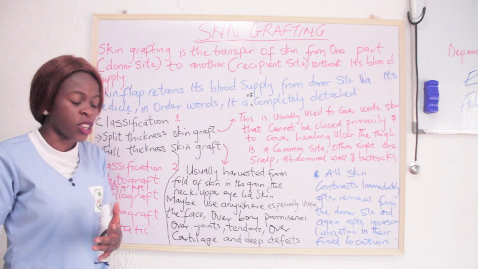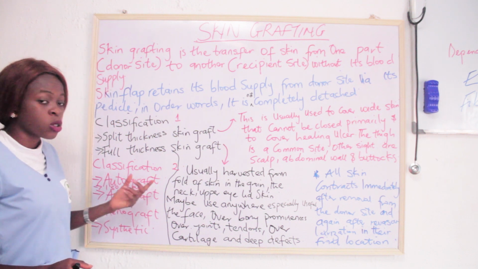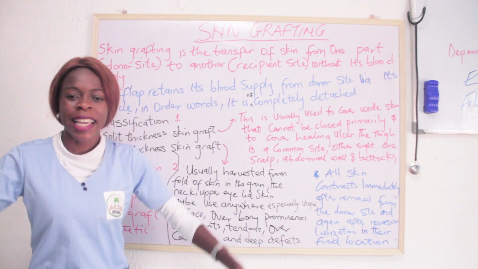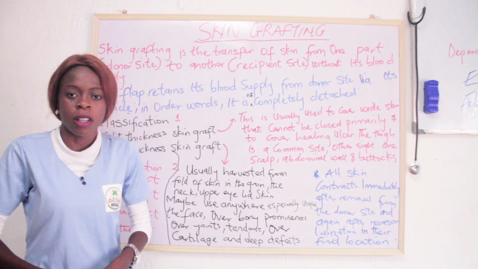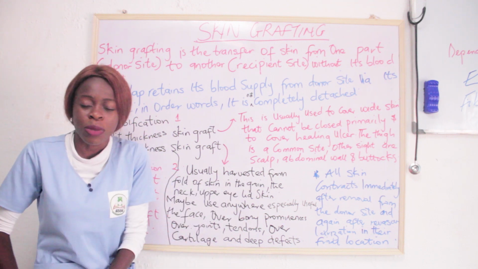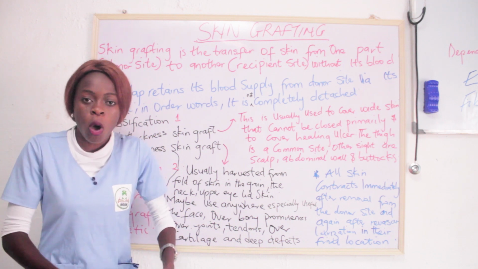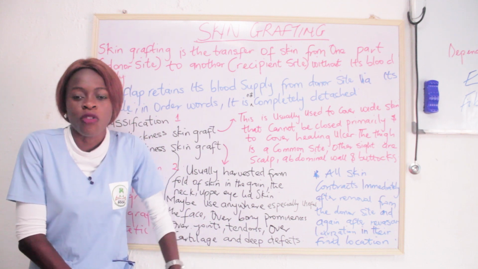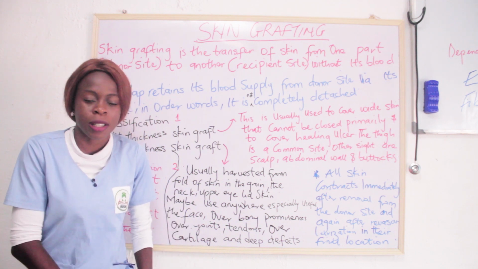That's the second classification. So the first one is autograft. Whenever you hear the word autograft, it simply means you are taking it from the same person. The skin flap is taken from the same person. So if it is autograft, it simply means I'm taking it from one side of my body to another side of my body that needs it, which is the recipient.